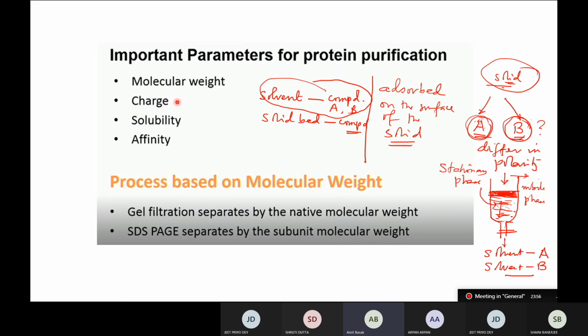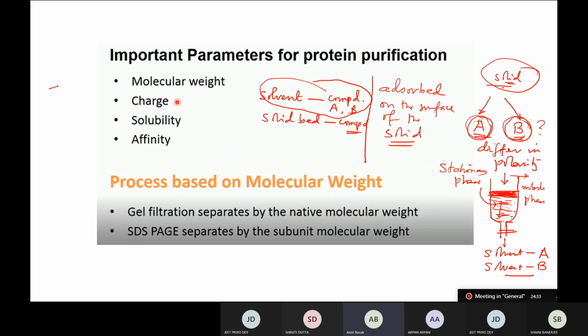See, basically A and B will try to go down along with the solvent, but the solid wants to retain A and B by this polar interaction. Because A is more polar, the solid will retain or will try to slow down the movement of A as compared to B. Is it clear now? See, let me give an example.